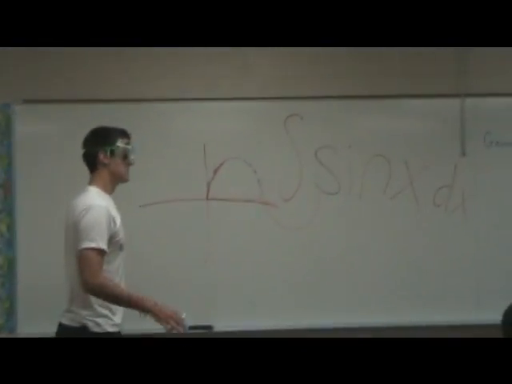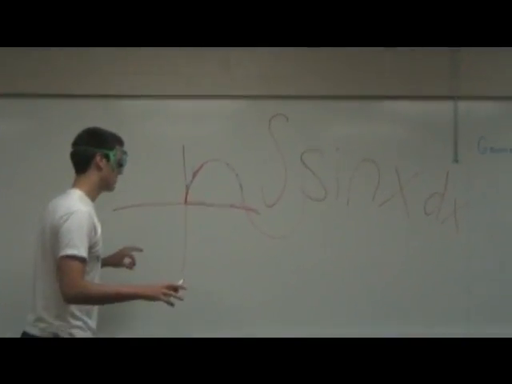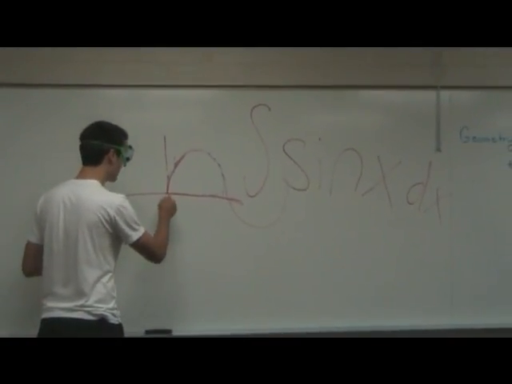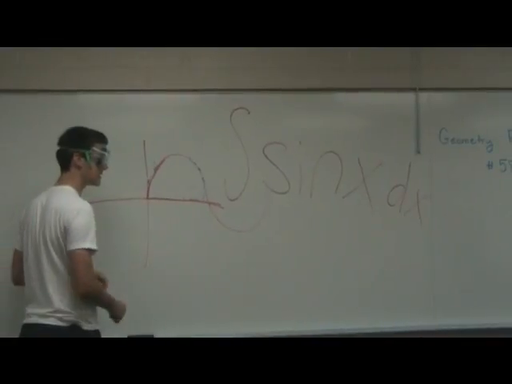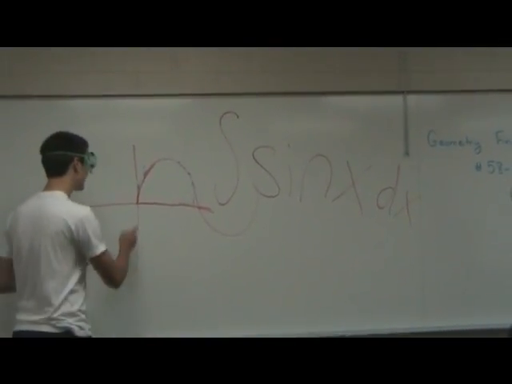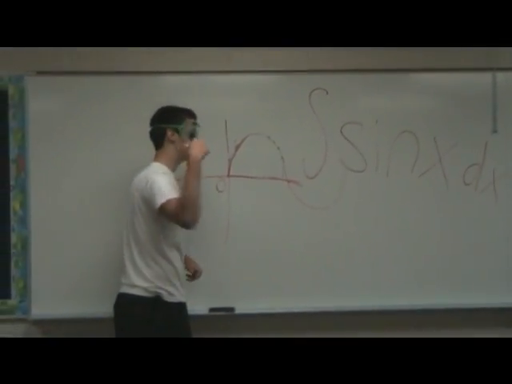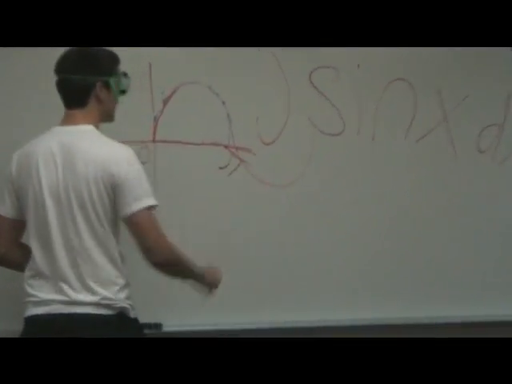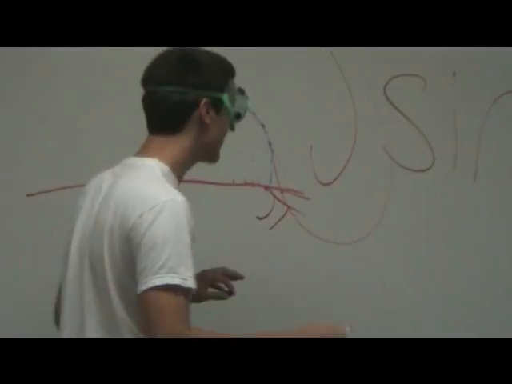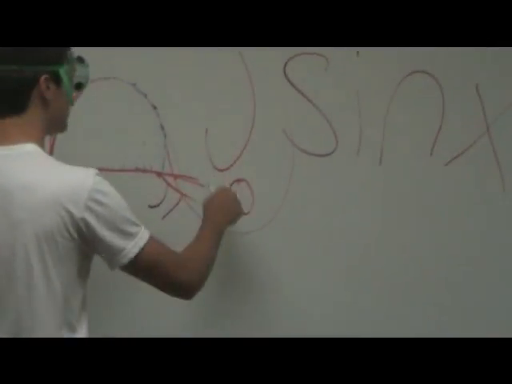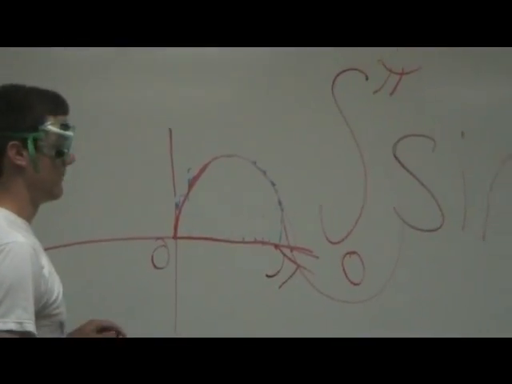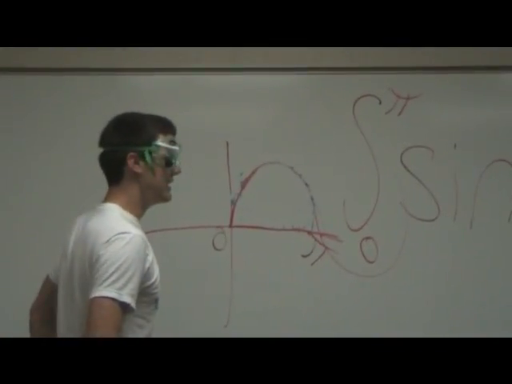So, we want to find out where the sine curve intersects the x-axis. And we all know that's at 0 and pi. So we put our limits of integration on the integral from 0 to pi. Ooh, that's fancy. Oh, is it? I know it is.